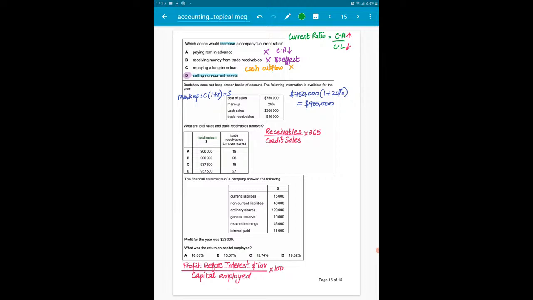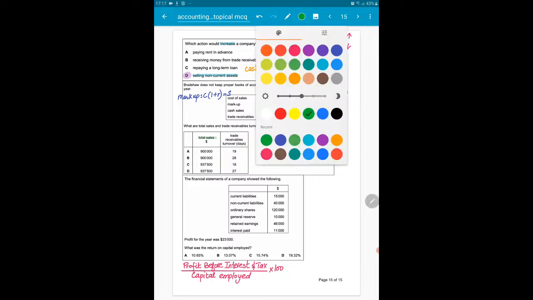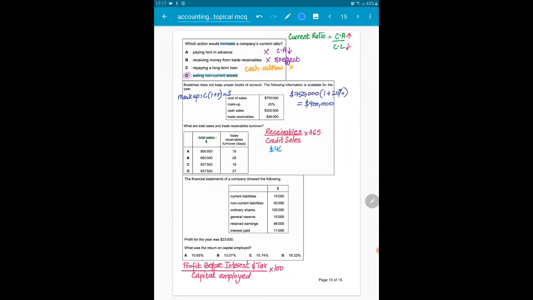So the important thing to understand is that we already have been given the receivables. So it will be 46,000 divided by the credit sales. Okay, so the problem is we don't have credit sales. Either we have the total sales and cash sales. So what's the method here to find out the credit sales?